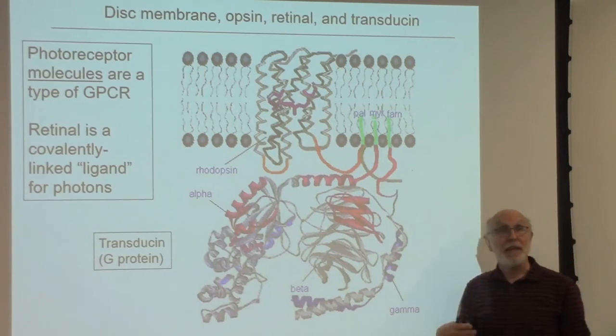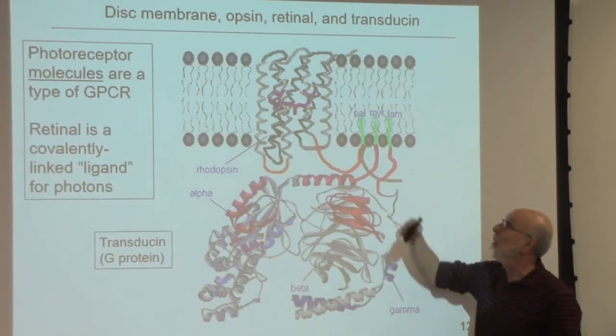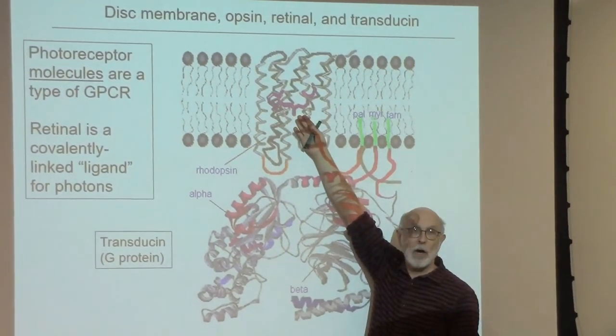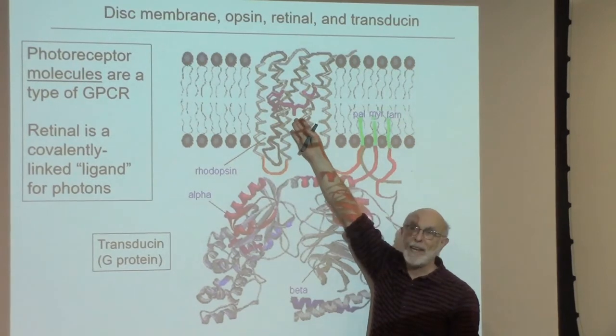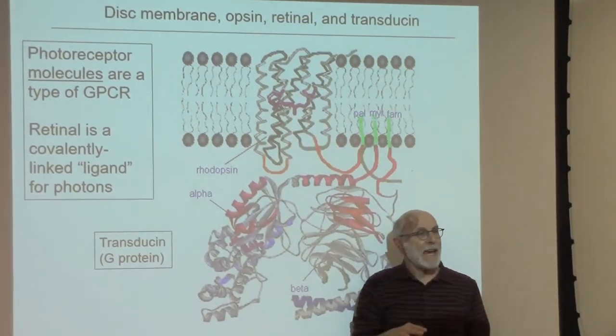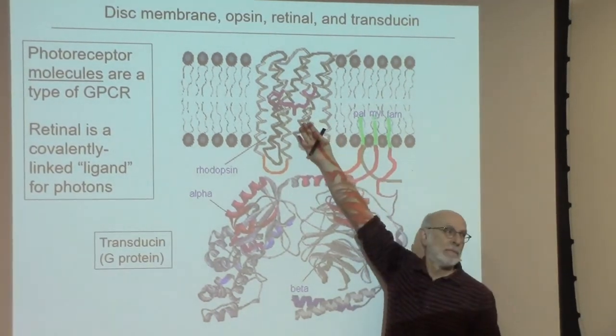The job of the pigment epithelium is to continually feed the rods and cones with new retinal. You may have heard about vitamin A. Vitamin A is important for vision. Vitamin A is important for retinal.